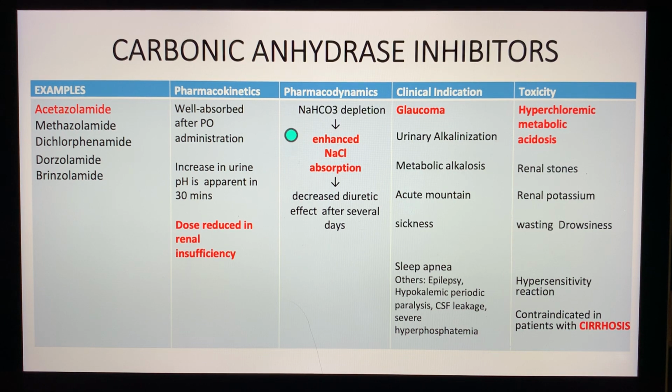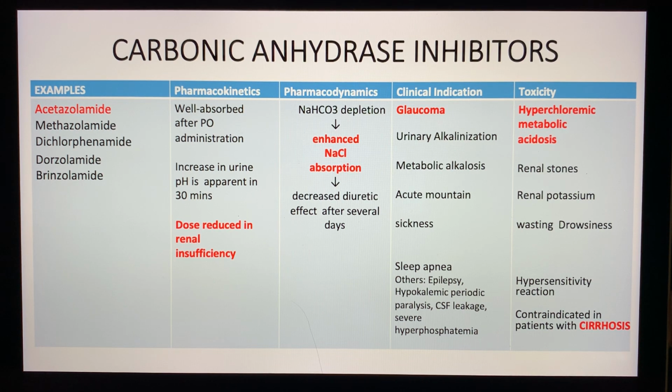Indications: memorize the glaucoma, but for the Philippine boards, don't forget the acute mountain sickness. So indications for alkalinization of the urine and metabolic alkalosis. And please take note, textbook also mentions in passing it's used in sleep apnea, epilepsy, hypokalemic periodic paralysis, patients with CSF leakage, and severe hyperphosphatemia. Doc, there's so many things to memorize. Focus on glaucoma, focus on the acute mountain sickness.